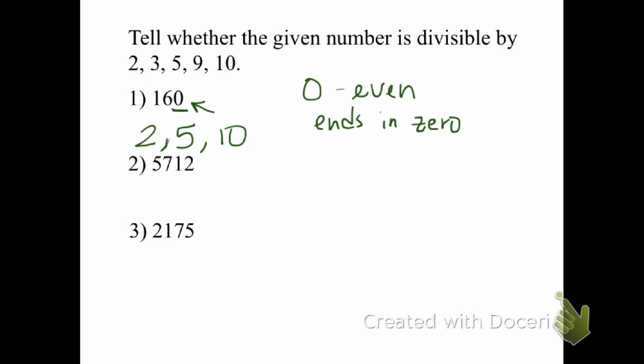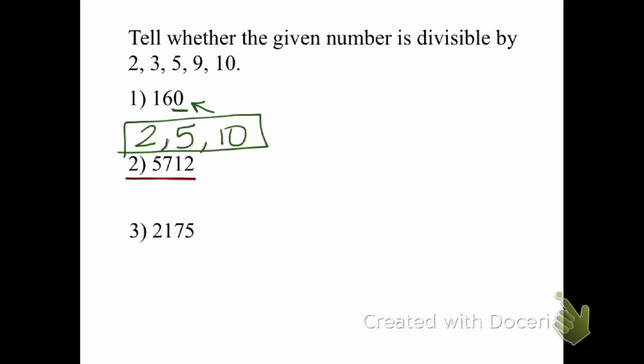Let's add up the terms. 1 plus 6 plus 0 gives me 7. So 3 is out, and so is 9. So you should have gotten 2, 5, and 10 as your answer. Now go and try to solve number 2.